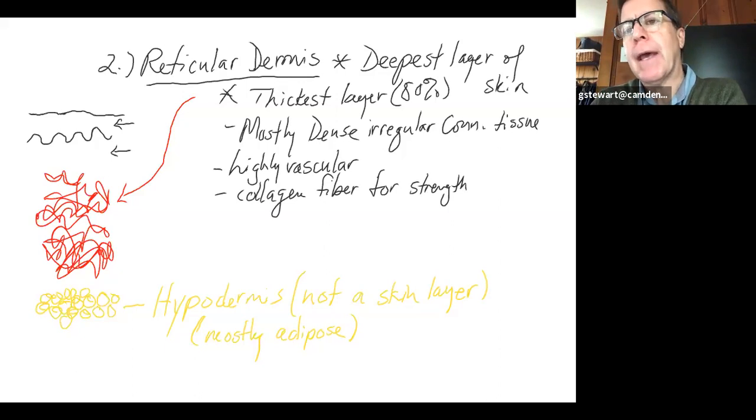And I'm going to leave it at that. Those are the basics that I want you to know. Reticular dermis is the deepest layer, it's the thickest layer. It's this type of connective tissue, dense irregular, highly vascular, lots of collagen for strength.